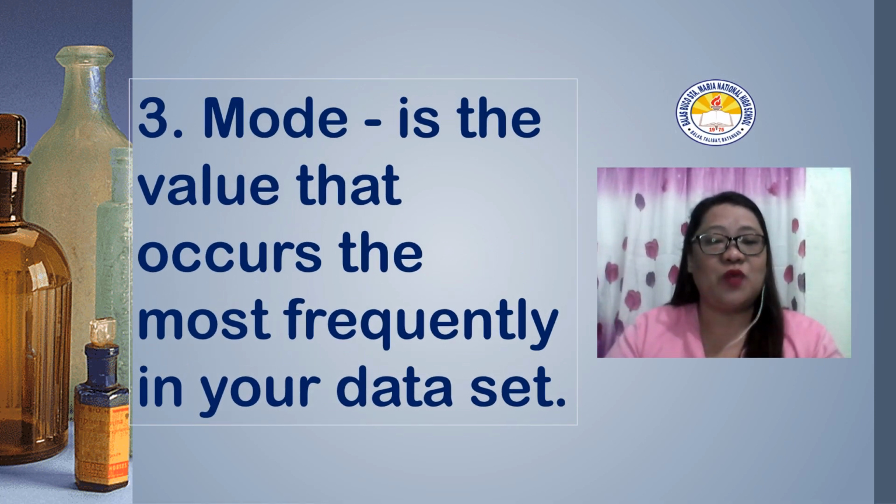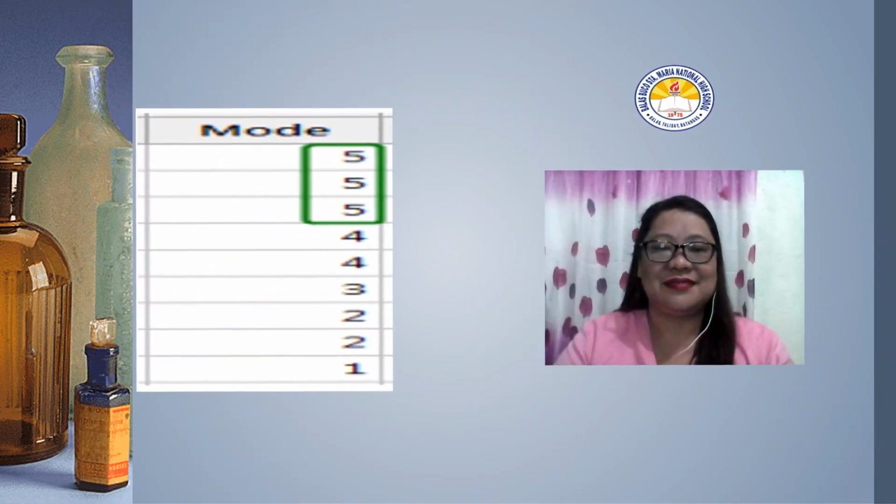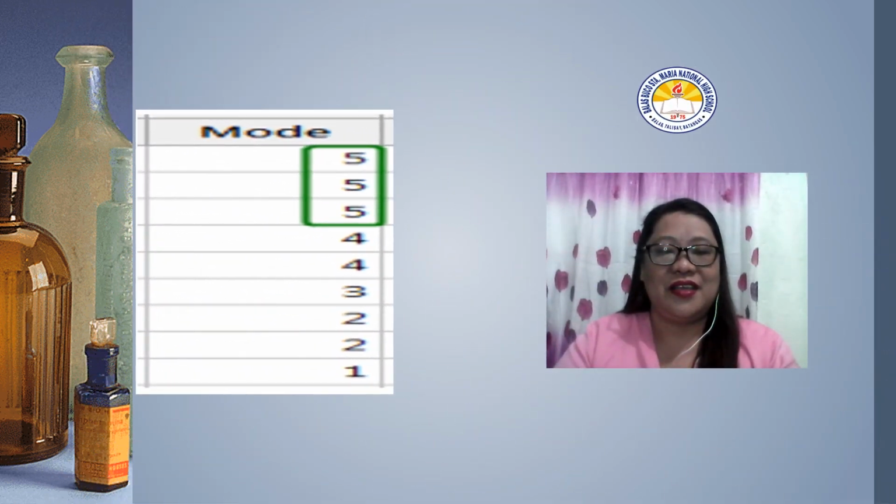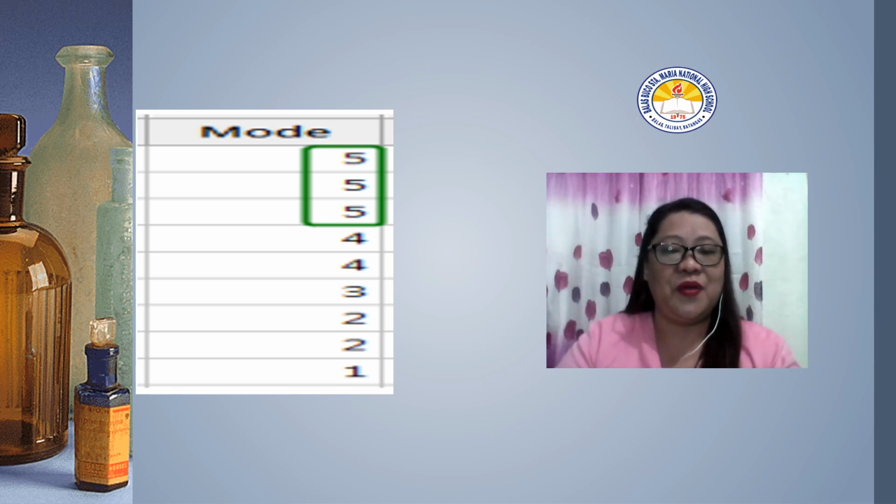Number 3 is what we call the mode. It is the value that occurs the most frequently in your data set. In this given example, number 5 appears 3 times, number 4 twice, 3 once, 2 twice, 1 once, and number 5 appeared the most.